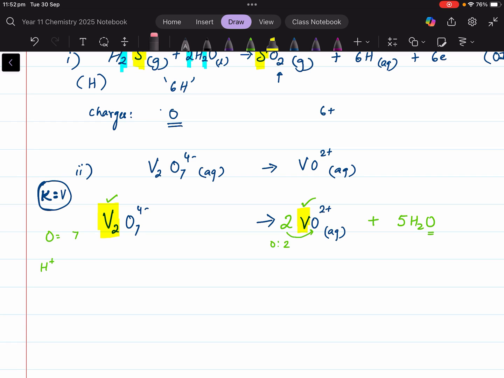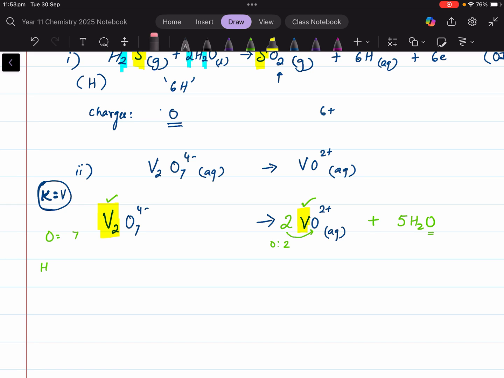Okay, so my next step is the H plus ions or the hydrogens that I have added on the right hand side. I want to take care of the hydrogens, and I'm going to replace them on the opposite side by H plus ions which come from the acid. These redox reactions take place in acidic medium. That means there has to be acid present in the solution, otherwise these redox reactions cannot take place.